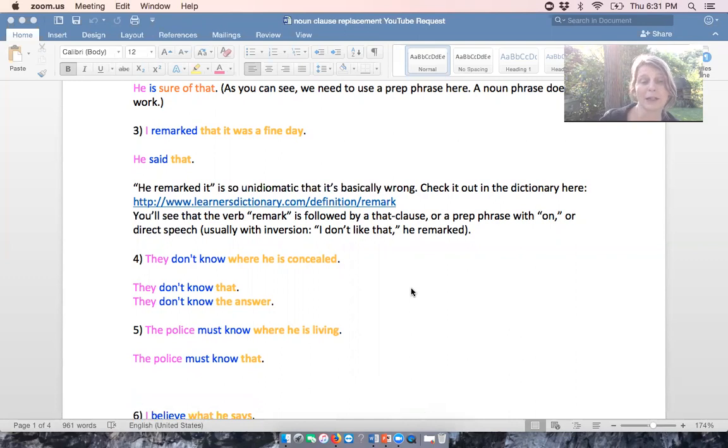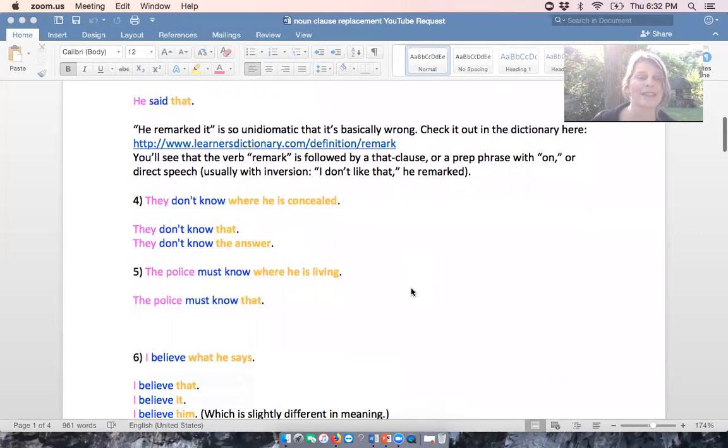Okay, the police must know where he is living. Now, again, this is basically the same sentence. In both cases, we have a subject and a verb and a WH clause as object. A WH clause is a type of noun clause, and these types of noun clauses can be used as subjects and objects. And yeah, it's a little bit silly to use the same kind of sentence. A little bit boring, but anyway, the police must know that.